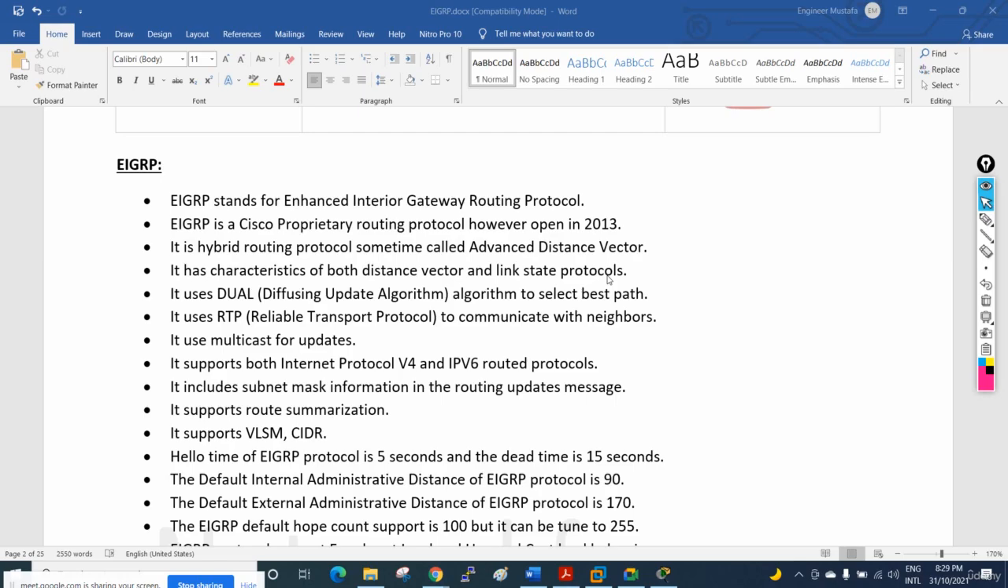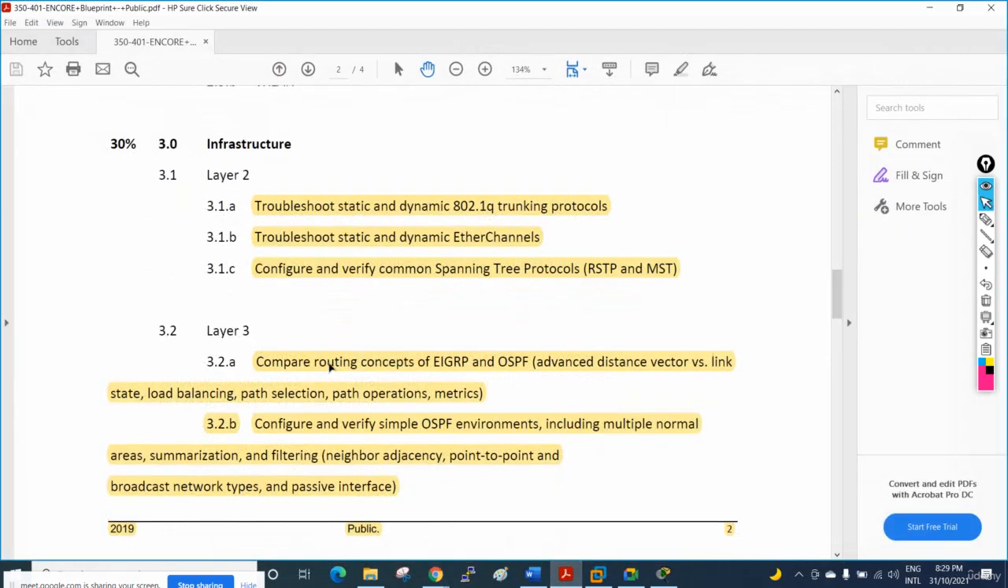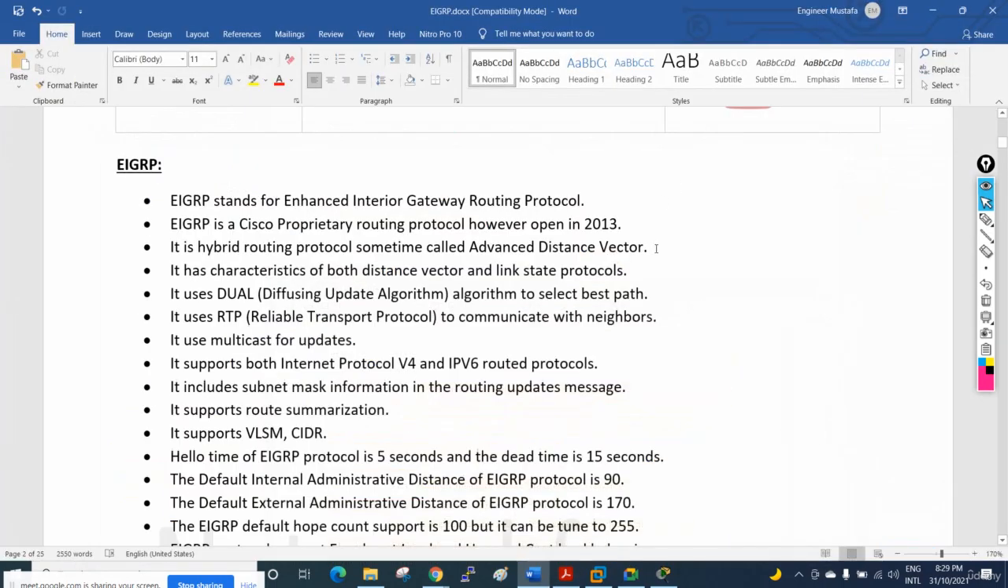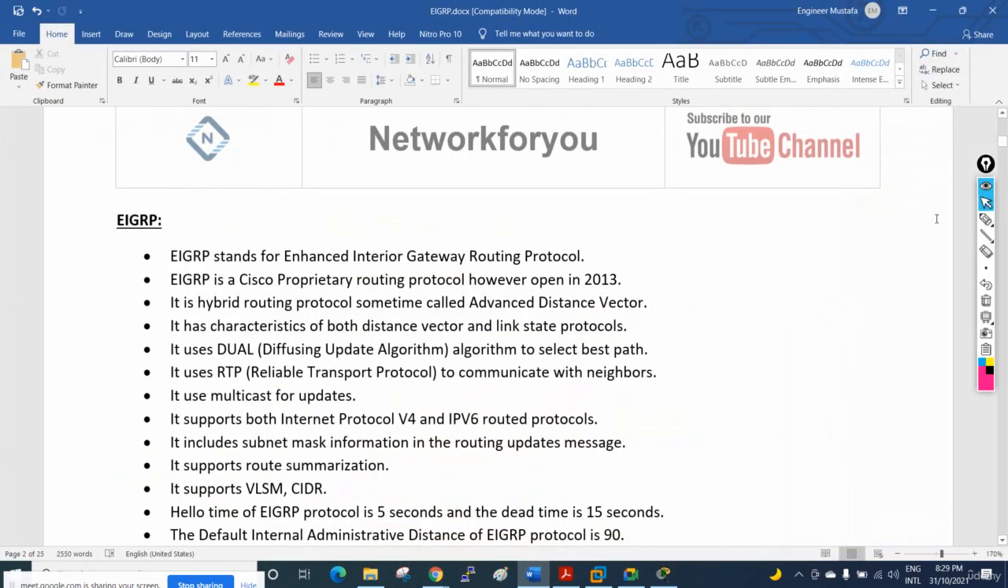Hello everyone. So now we are going to do the EIGRP. If you remember, in our previous class we finished the OSPF. So now we are going to discuss this EIGRP. So let's start. This is also a routing protocol.